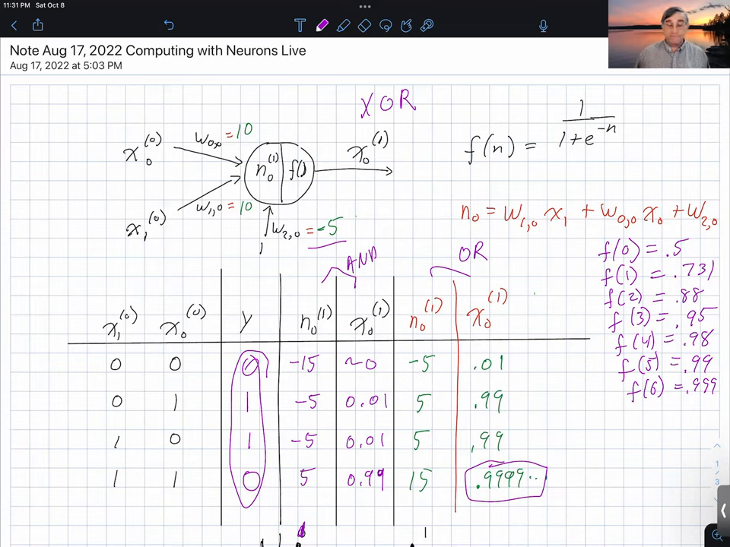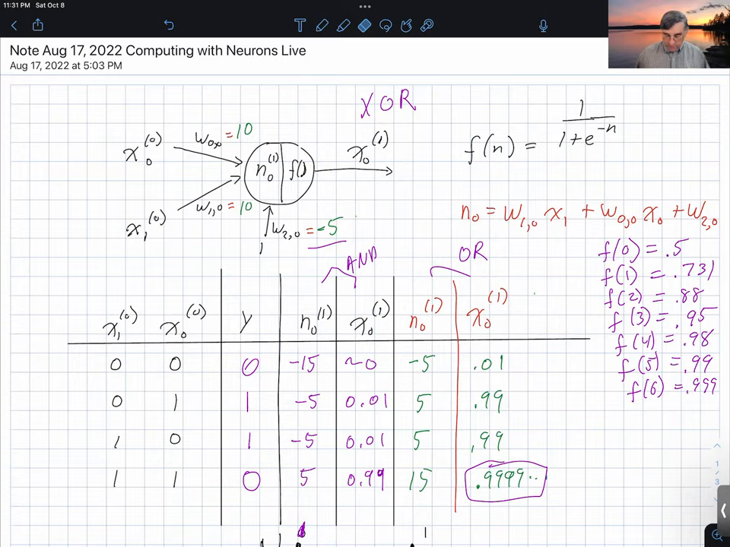for all four of our cases here. Okay, so you've had a chance to play a little bit with different possible W's, and what you have discovered is that there isn't a solution. There is no set of W's that will actually solve this.